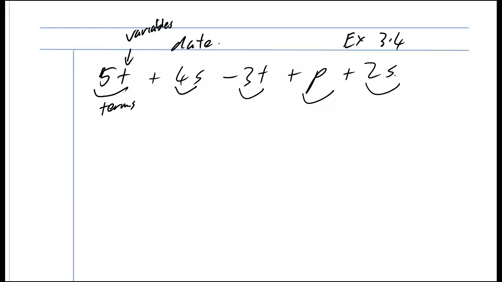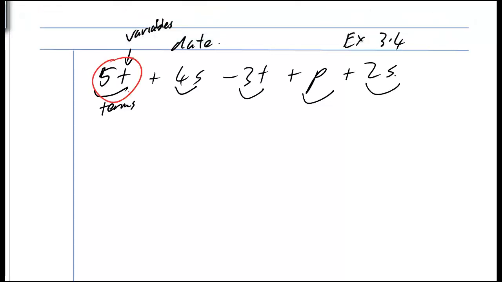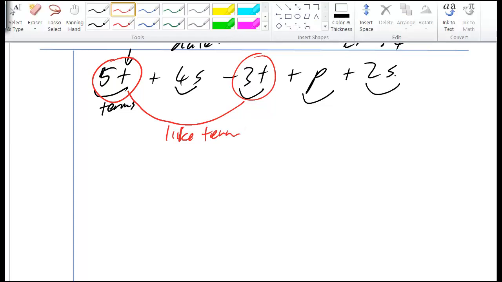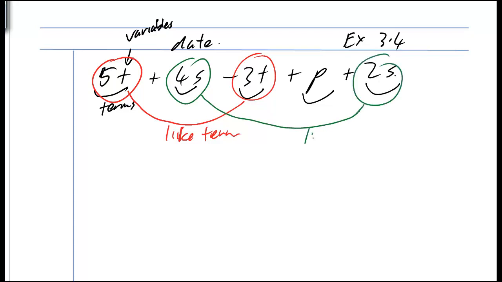So if you have a look, let me change the pen colour, say, to red. Actually, let's go to a finer pen. So this one here and that one there are like terms because both of them have got just the variable t in it. If we get another one, see S, this one's got S in it, and that one there has got S in it. That is also a like term. Okay, so 4S and 2S are like terms.